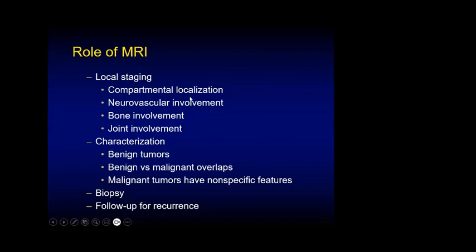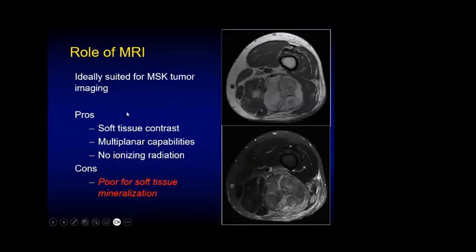The MRI scan, why is MRI scan very helpful for soft tissue tumor? It is obviously because MRI scan provides really optimum soft tissue contrast. It's superior to CT scan when it comes to soft tissue contrast. Also, MRI scan provides us with multiplanar imaging capabilities. There is no ionizing radiation involved with MRI scan, so it's safer than CT.